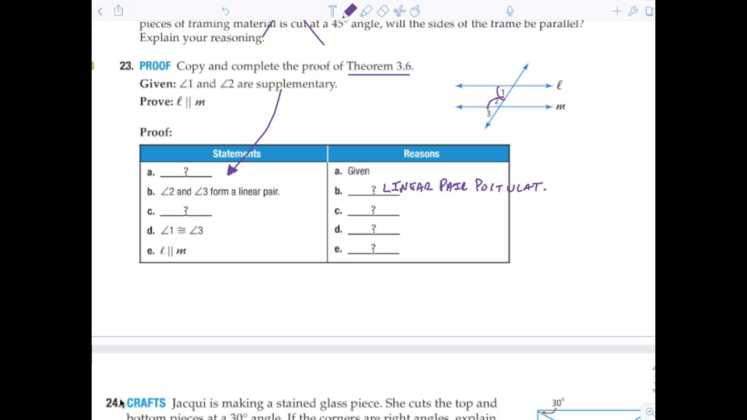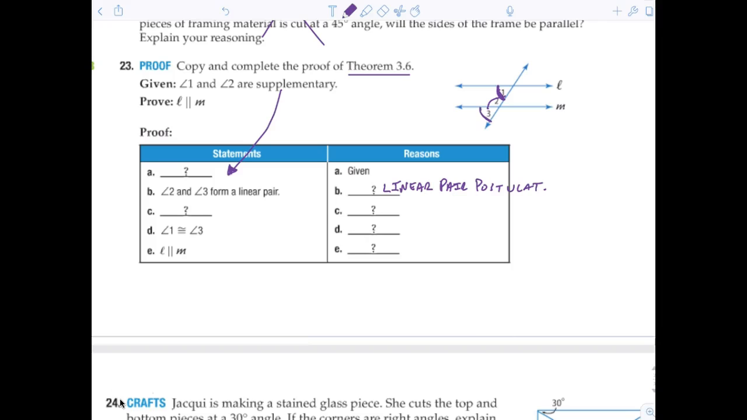So now that we know that angle 2 and angle 3 form a linear pair, what do you think the next line would be? Someone want to help me out? 1 plus 2 equals 2 plus 2. Yeah, but we haven't really said that yet. I think it would be, we don't know that 2 is congruent to 3, but we do know that angle 1 is congruent to angle.